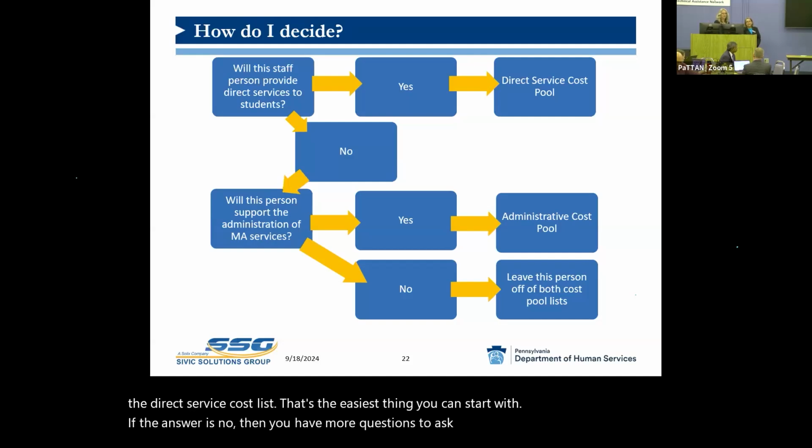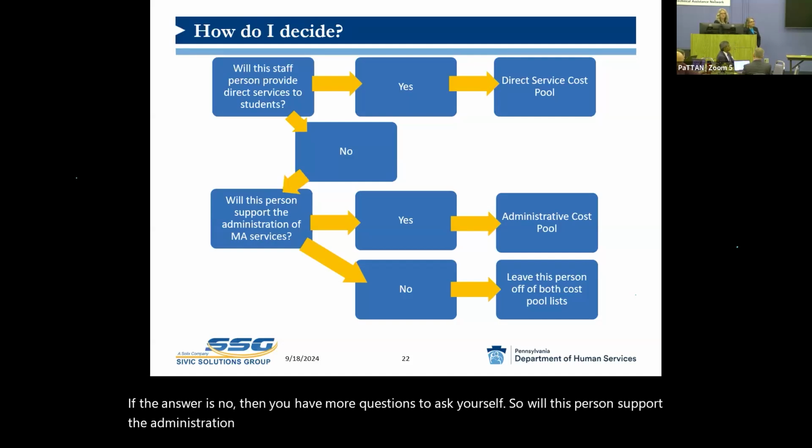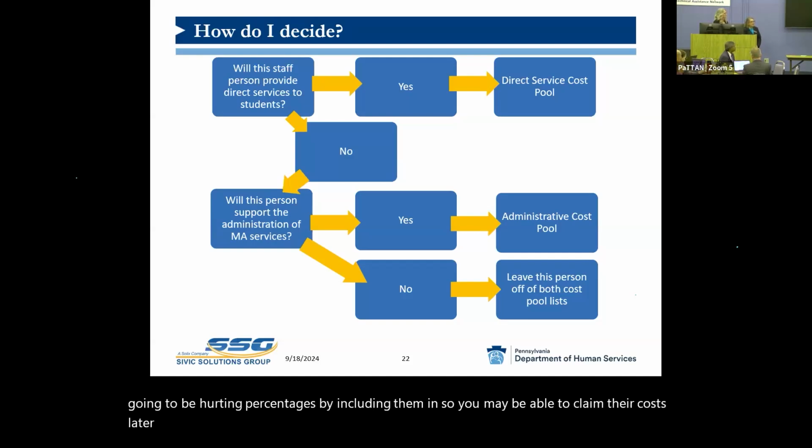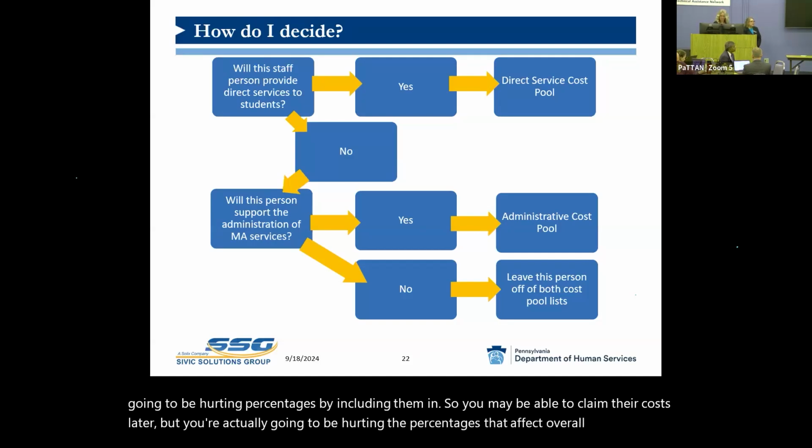So will this person support the administration of these services? Yes, we can evaluate for the admin cost pool. No, you're going to be hurting percentages by including them in. So you may be able to claim their costs later, but you're actually going to be hurting the percentages that affect overall reimbursement.